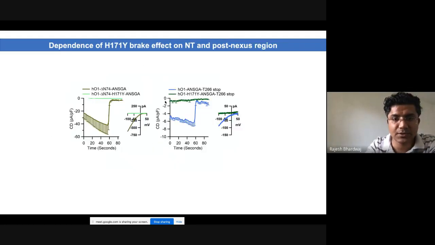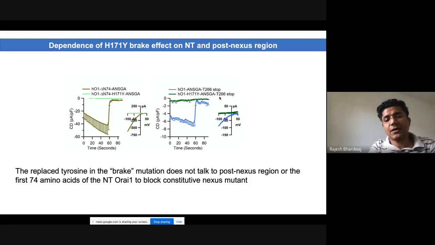Then we tried to map regions on the ORAI channel that could lead to this inhibitory effect of the H171Y. So we asked whether this tyrosine needs to talk to the N terminus of the protein or the C terminus of the protein. It was earlier shown by Don that if you remove the first 74 residues, or if you remove the post-Nexus region of the ORAI1 channel, the Nexus mutant is still constitutively active. And this is what we see. We see activity in both N-term and C-term deletions, and both were inhibited by H171Y. So the message is that the tyrosine, which exerts this brake effect, does not need the post-Nexus region or the first 74 residues of human ORAI1 to exert this effect.